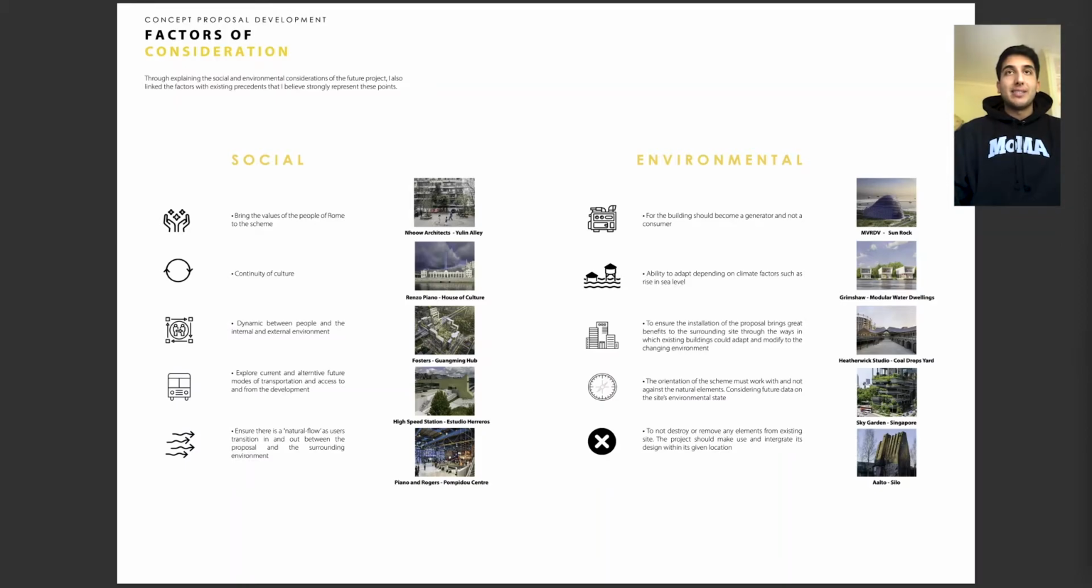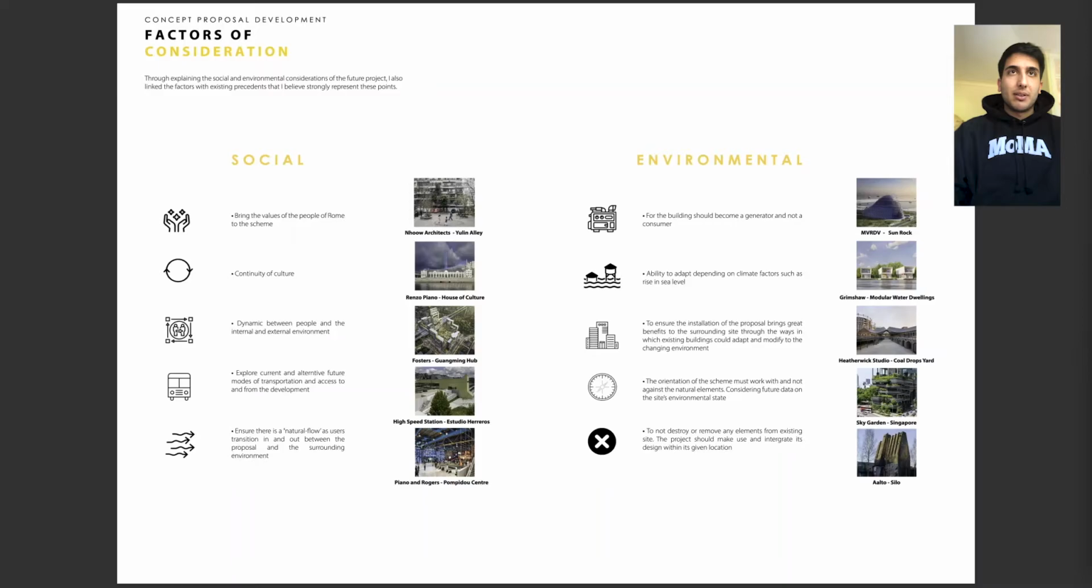Explore current and alternative future modes of transport and access to and from the development, and ensure that there's a natural flow as users transition in and out between the proposal and the surrounding environment. And for the environmental section, I stated that the building should become a generator and not a consumer, and that was predominantly for things such as energy, as it can be very costly too.